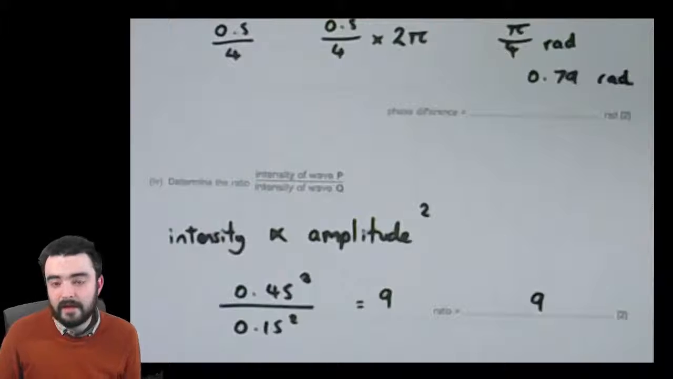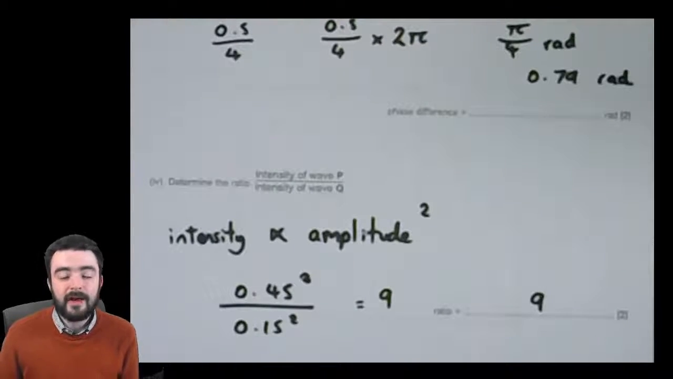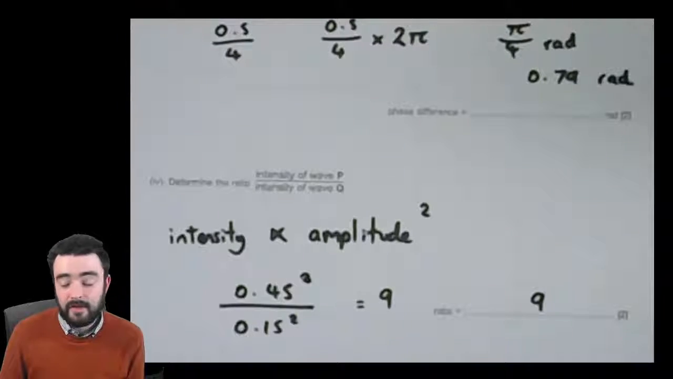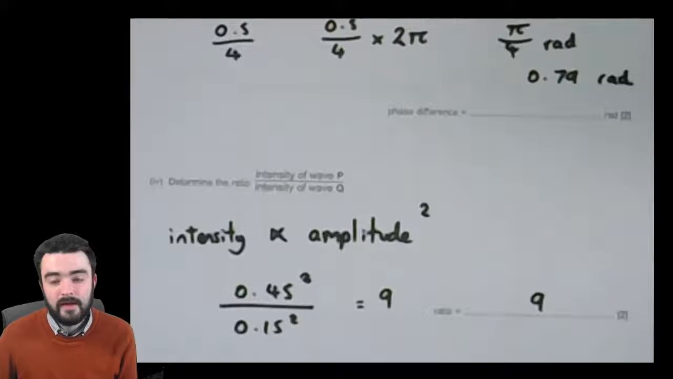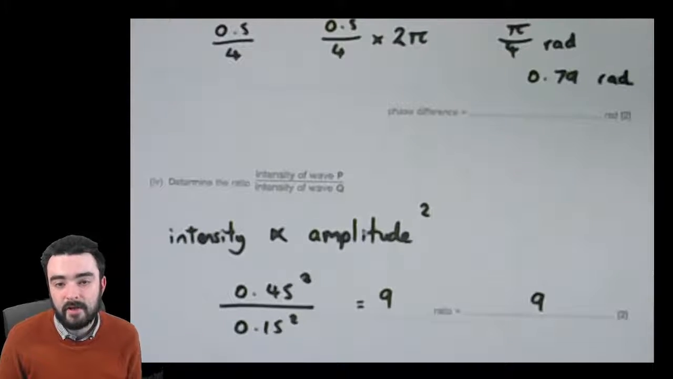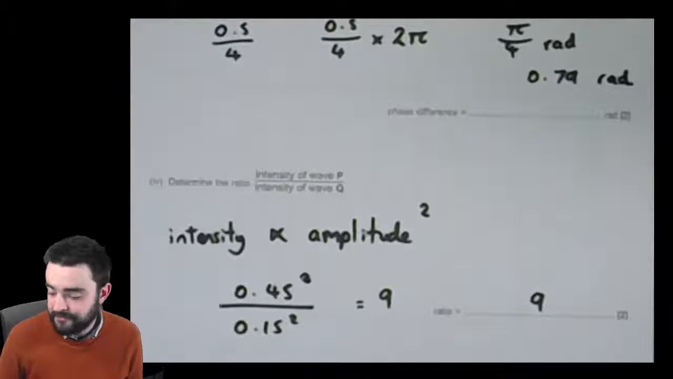Whenever you see something asking about determining the ratio, that's probably because you don't have the complete information to be able to work out the actual amplitude or intensity of one of them. So it might be that you don't need to know the whole equation, or it might be that you have missing or incomplete information about it, but you can still work out the ratio between two things.